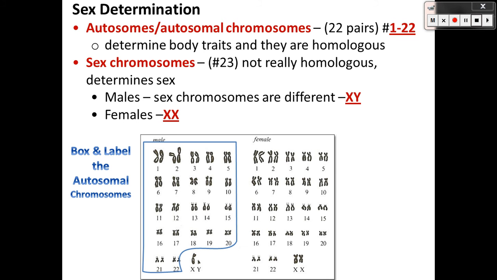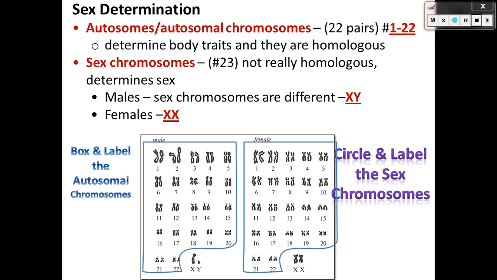So after you've come back and you've done it, this is usually what you should have found. You should have found the box around the first 22 of your chromosomal pairs because those are all your autosomes. And we do the same for the female. And now what I want you to do is circle and label the sex chromosomes. So if you notice, everything that's left is classified as a sex chromosome. We got that XY and that XX. So really that's kind of chromosomes in a nutshell.